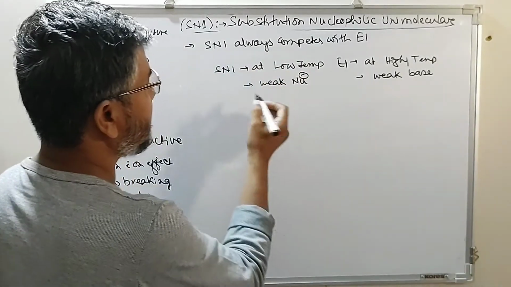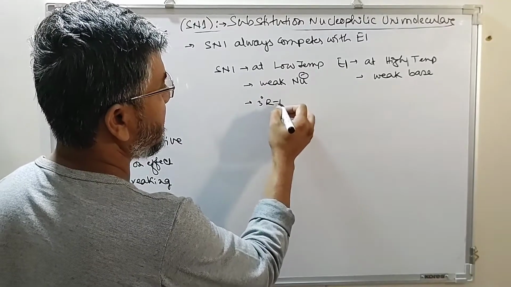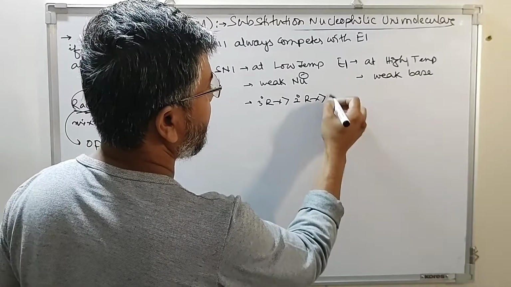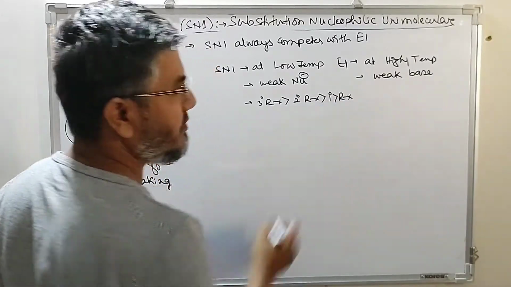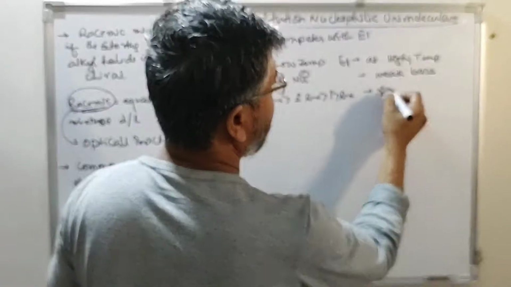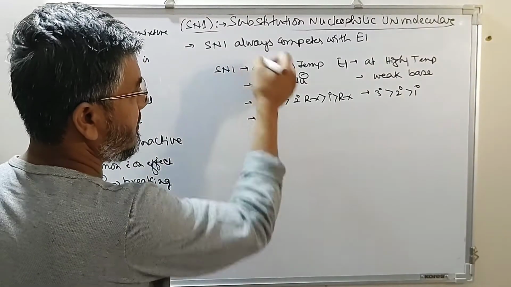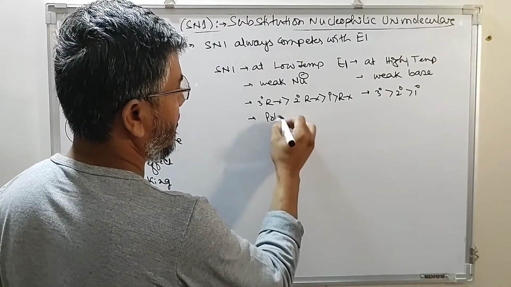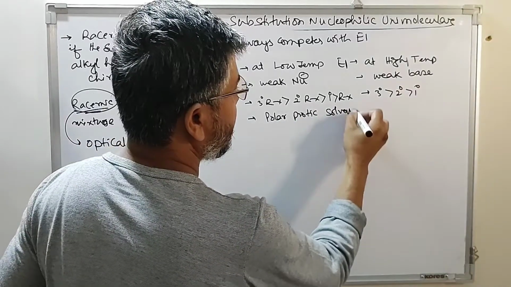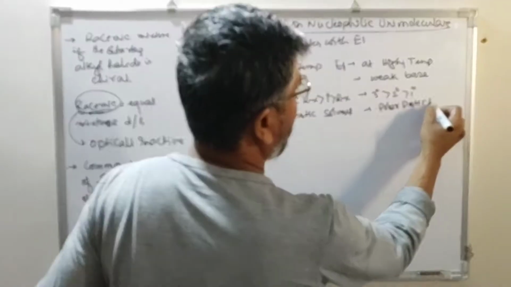For both these reactions, reactivity of tertiary is more than secondary, which is more reactive than primary. For E1 again, reactivity is tertiary greater than secondary, greater than primary. SN1 requires polar protic solvent, same here, polar protic solvent.